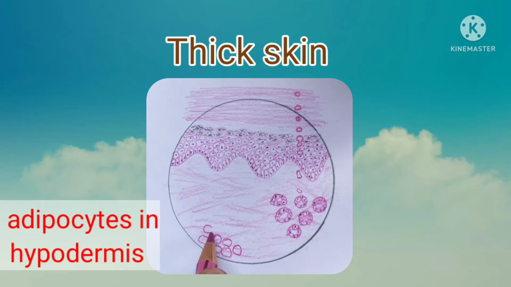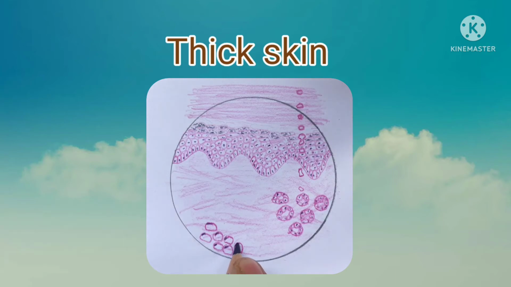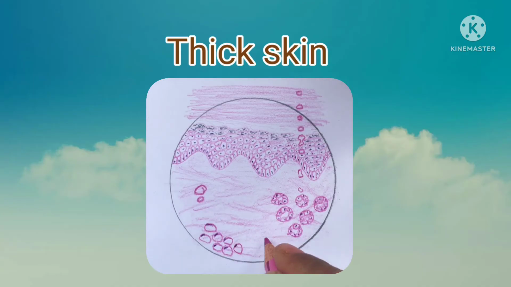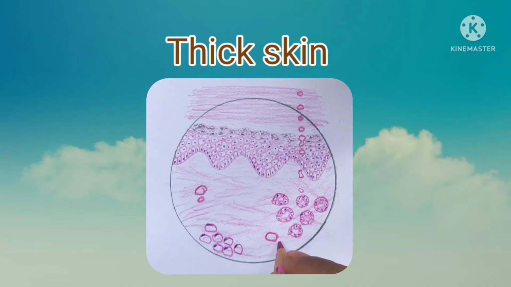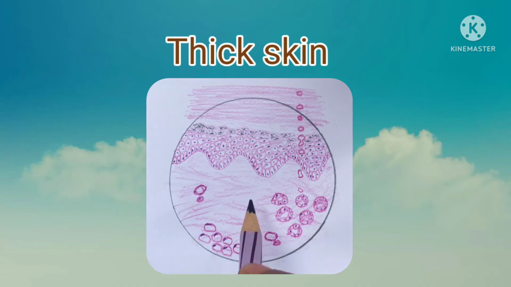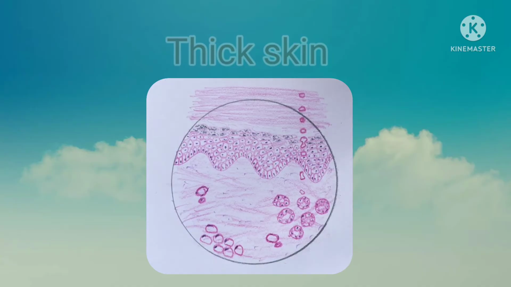Below the reticular dermis, we have a hypodermis which attaches the skin to the underlying structure. It is rich in adipose tissue, so draw a group of adipocytes. As the dermis is vascular, you have to draw a few blood vessels, and it also contains nerves, so you can draw a few nerves also. Don't forget to keep the nuclei of the fibroblasts which synthesize the collagen.